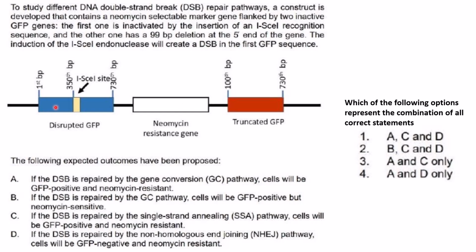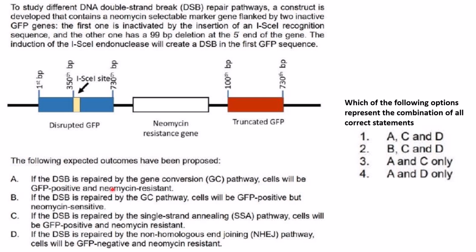So here this region of the GFP is disrupted by introduction of an ISCE site, and this is your truncated GFP. This is your neomycin resistance marker gene. Now this site can be repaired, but this cannot be repaired. It is already truncated GFP. But here it can be repaired, and because this has led to the introduction of a double-stranded break over here. Now what are the outcomes they have asked?